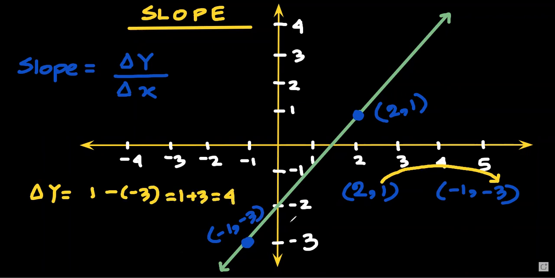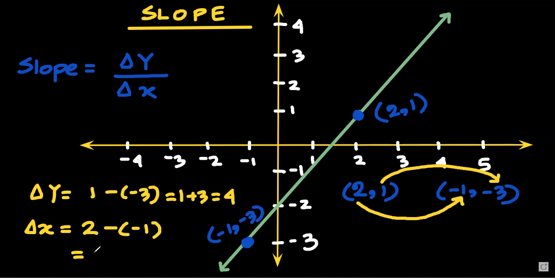And what is change in x? Del x, that's nothing but 2 minus this x coordinate, right? 2 minus of -1. So 2 plus 1, which is 3. So change in y is 4, change in x is 3. So your slope is 4 over 3. That's another way of finding out the slope. So we have learned two ways. First of all, by rise and run, and the second one, y2 minus y1 over x2 minus x1, or change in y by change in x.